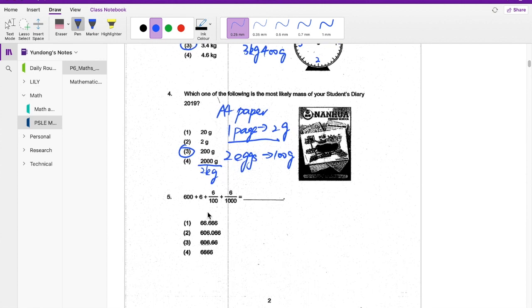Okay, let's see the fifth question. For this one, we see 6 divided by 100. We know this means 0.01, right? So here is 600 plus 6 plus 0.6. And 6 divided by 1,000 is 6/1000. In the previous question, we said this position is hundredths, while this one is thousandths, meaning 1/1000. So here you can see the answer is this one.